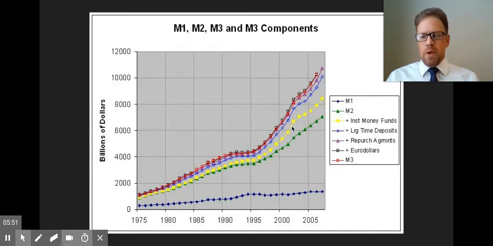By eurodollars, that basically means U.S. funds that are deposited in some type of overseas bank account, usually in Europe.